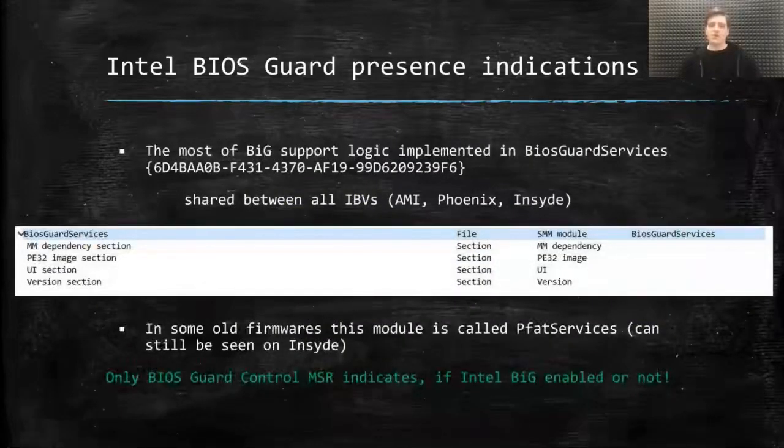Intel BIOSGuard support in firmware is implemented in a few modules inside PEI, DXE, SMM phases of UEFI BIOS workflow. However, the most common module is BIOSGuard services. This one seems to be developed by Intel and shared between all independent BIOS vendors, IBVs. This module has almost all BIOSGuard support logic. However, if you see this module inside the firmware of your PC, this doesn't necessarily mean this technology is working. Only BIOSGuard control MSR can tell you if it is enabled or not.